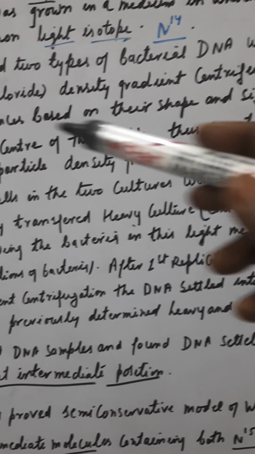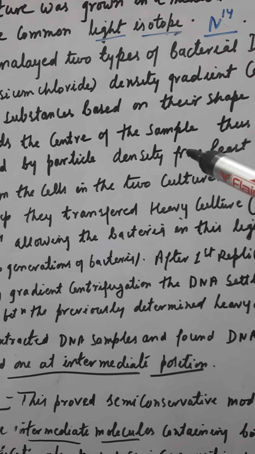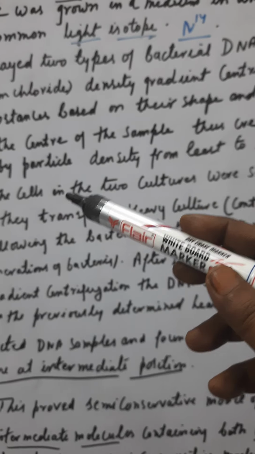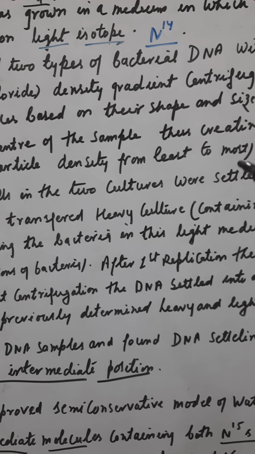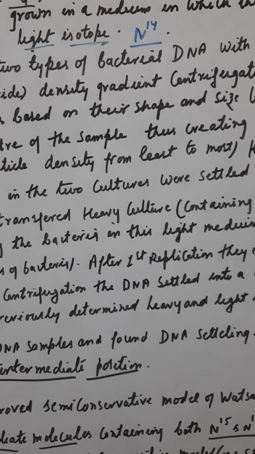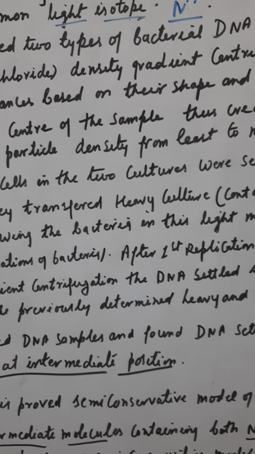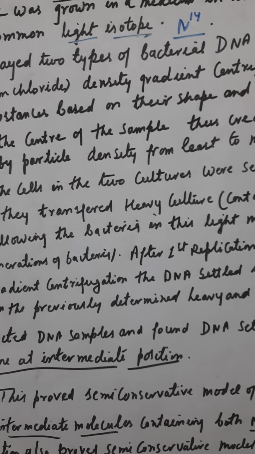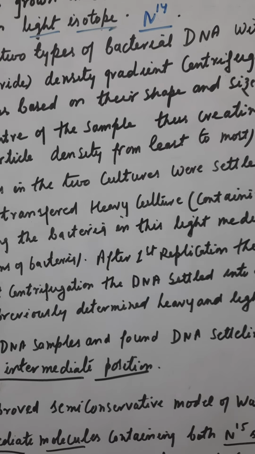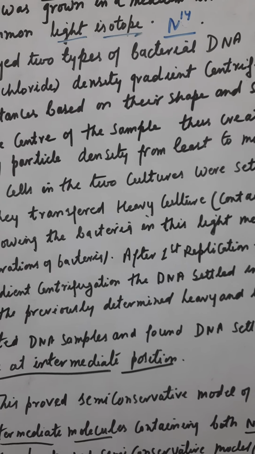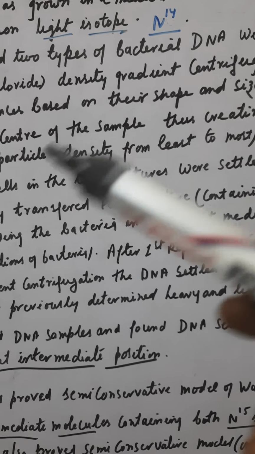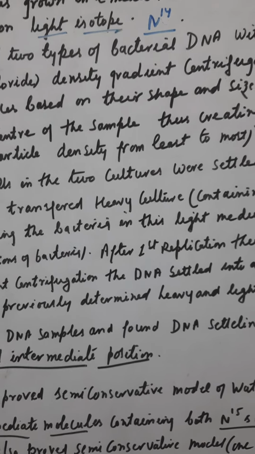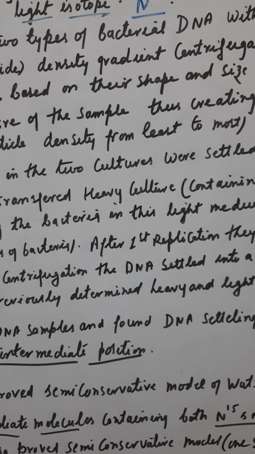Then less dense particles settle towards the center of the sample, thus creating a sorted solution that is layered by particle density from least to most. You would have read in lower classes about the separation of particles related to density. So here also, those particles which are less dense will settle towards the center of the sample, and those which are dense will settle at the bottom.